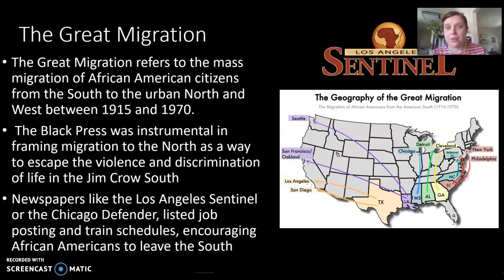Okay, so then finally, this is an overview of the Great Migration. It's a long period, 1915 to 1970. And one thing we'll keep in mind is how the African American press was instrumental in giving people guidance in terms of getting to their final destinations.